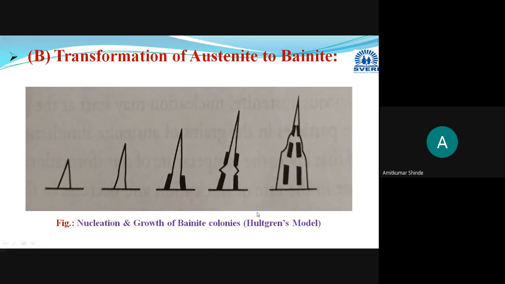I have mentioned it in brackets. Sometimes it may be asked in some competitive examination. This is termed as the Hultgren's model.